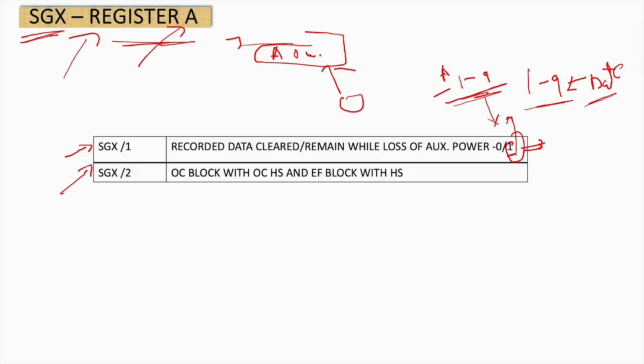If you put 1 on SGX2, friends, what will happen is that as soon as the overcurrent high set operates, the normal overcurrent will be blocked. At the same time, if the earth high set operates, the earth will be blocked. So if you want such a function, where the normal setting gets blocked when the high set operates, you have to put 1 here. Otherwise, keep it 0. Otherwise, it will perform the normal function. If you put 1 by mistake, then your normal inverse, which you call stage 1, will get blocked.